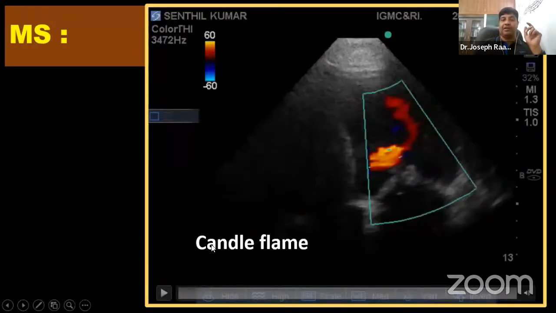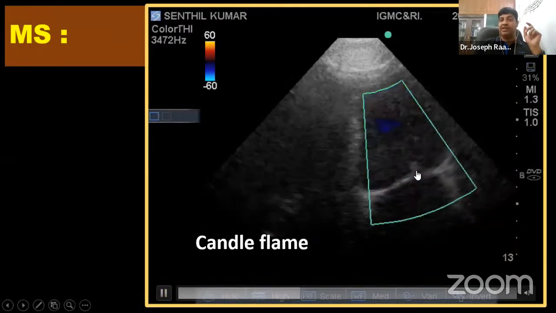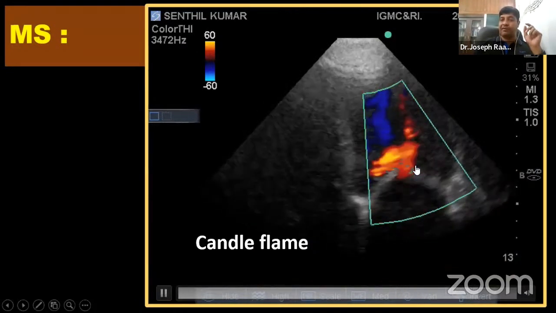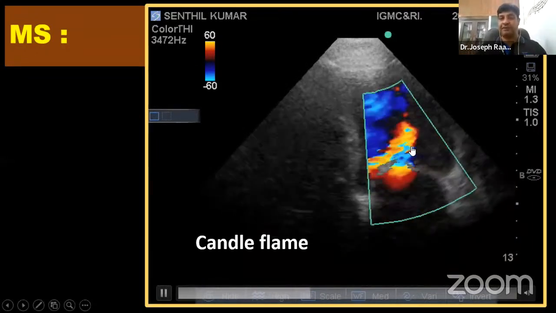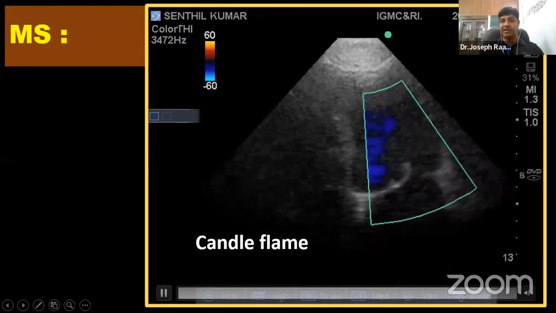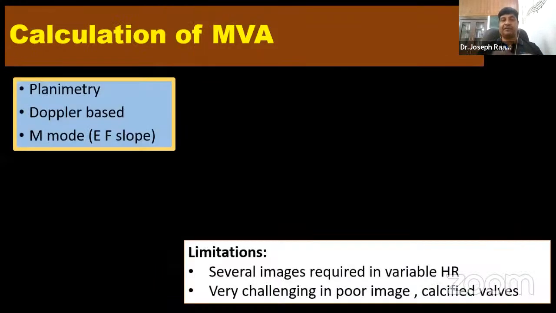Because of the fused valve leaflets, turbulent flow develops here. As a result, you get this type of mosaic pattern, and this is called the candle flame appearance of mitral stenosis. So if you are able to pick this up, you know that this patient has mitral stenosis, and the next step is to assess the severity. To assess the severity, we need to know the area, because our classification is based on the area.